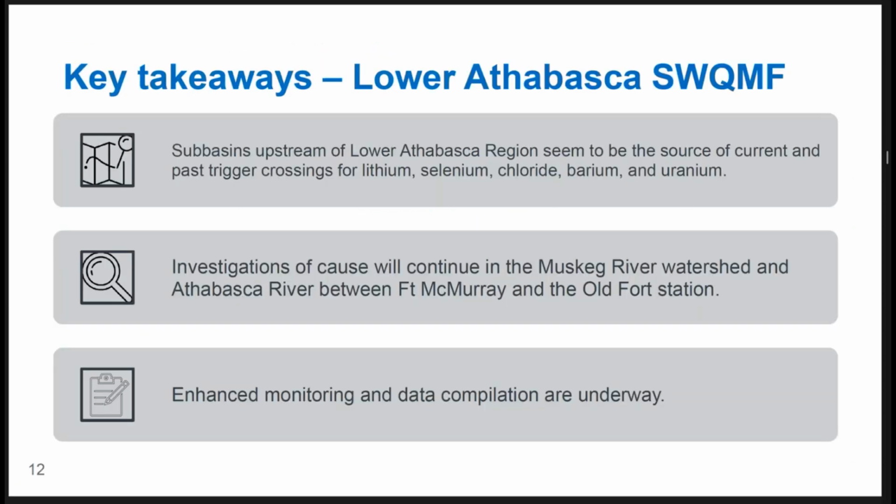Our key takeaways for the Lower Athabasca region are that subbasins upstream of the Lower Athabasca region seem to be the source of current and past trigger crossings for lithium, selenium, chloride, barium, and uranium. Investigations of cause will continue in the Muskeg River watershed for lithium, selenium, chloride, barium, and in the Athabasca River for arsenic between Fort McMurray and the Old Fort Station. Finally, enhanced monitoring and data compilation are underway.